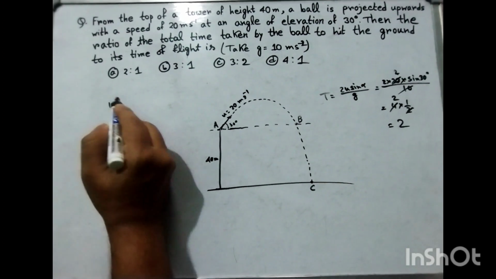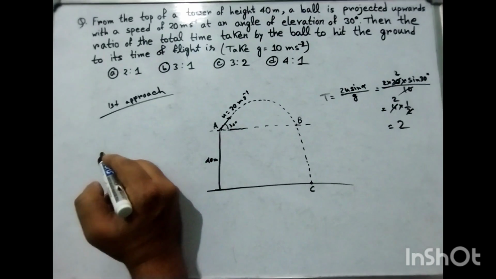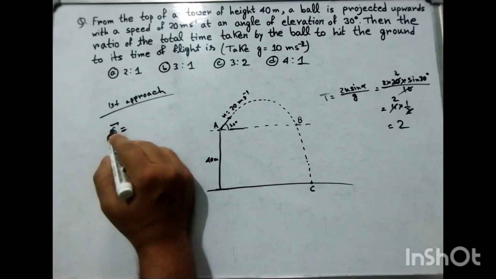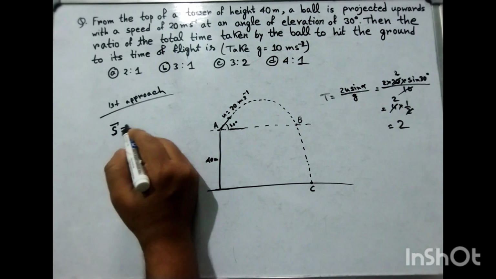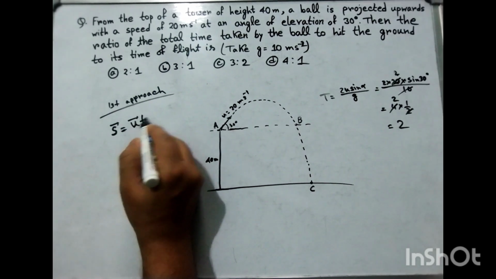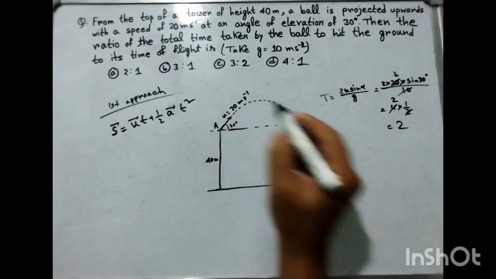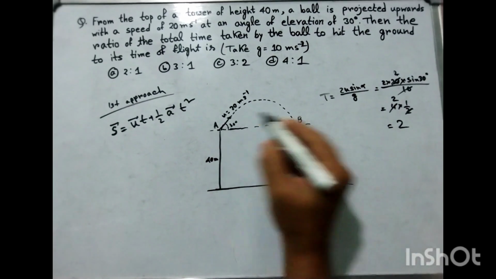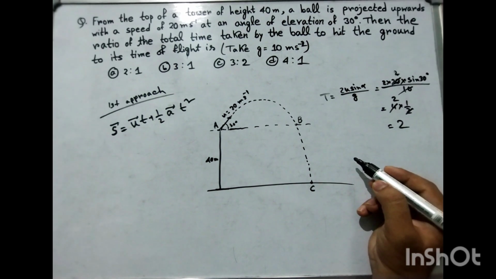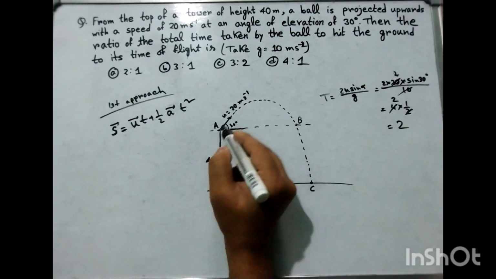First approach: we knew that the vector equation of displacement in one-dimensional cases, we have seen, is S vector equal to u vector t plus half a vector t square. So here we know that projectile motion is two-dimensional motion, and it is just a combination of two one-dimensional motions if you split it into its components.